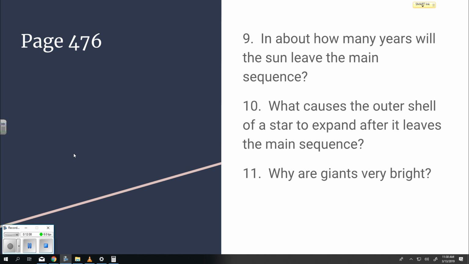Our Sun has fused about 5% of its hydrogen over a period of 5 billion years. Highlight. After another 5 billion years, the rate of fusion in the core will decrease. Continue highlighting. The Sun's temperature and luminosity will change. At that time, the Sun will leave the main sequence. Question 9. In about how many years will the Sun leave the main sequence? Answer. 5 billion years.